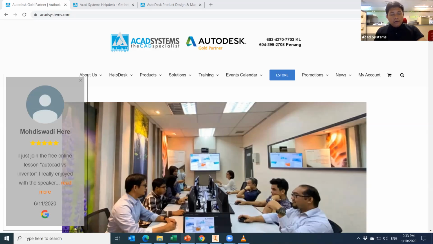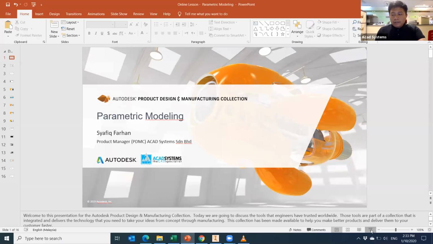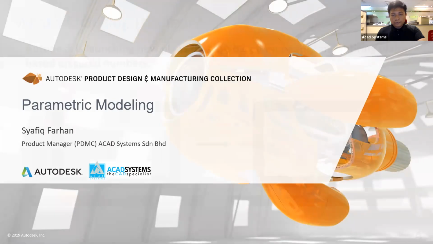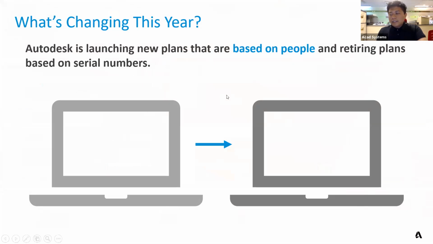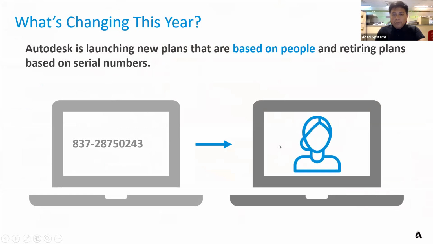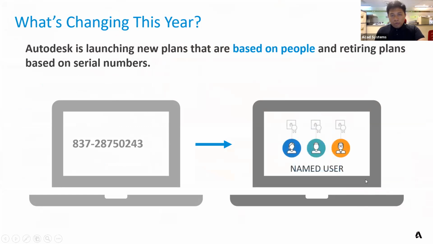Okay, so I go to our slide first. This will be our slideshow. So what is changing this year? I believe all presentations will start with this. Autodesk already changed the plan from serial number to a named user. So after this, no more serial number and every single license will stick to an email address. But if you purchase more than one, you also can assign to a specific user.